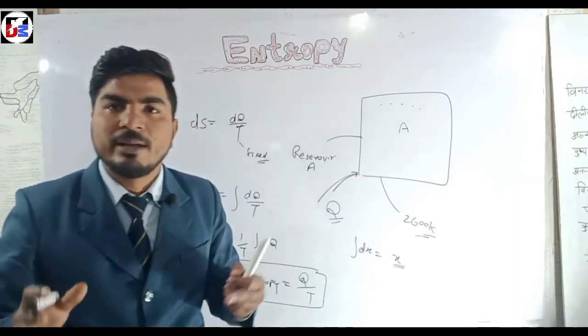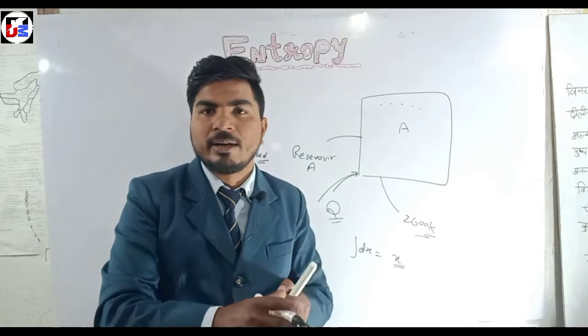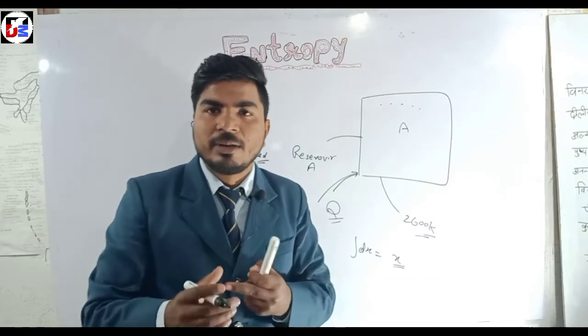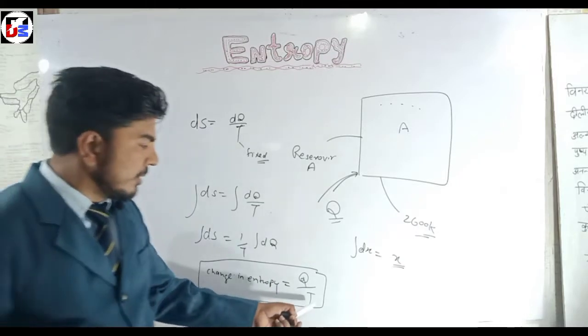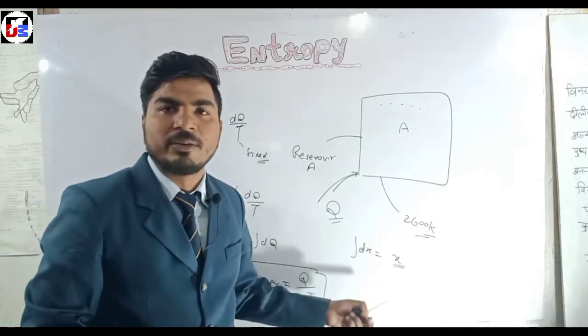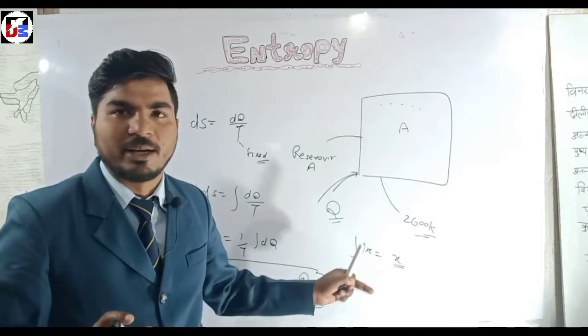If a reservoir is given and heat is provided or rejected, then you calculate the entropy change of the reservoir directly as Q by T, because T is not a function of Q. T is always fixed in the reservoir.